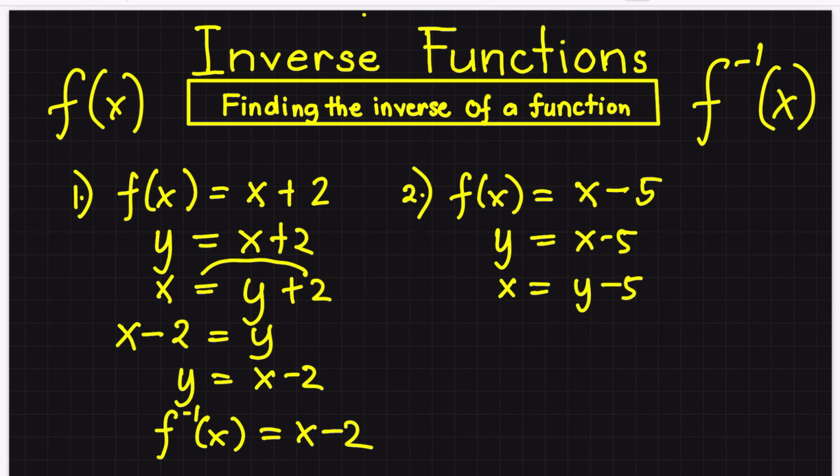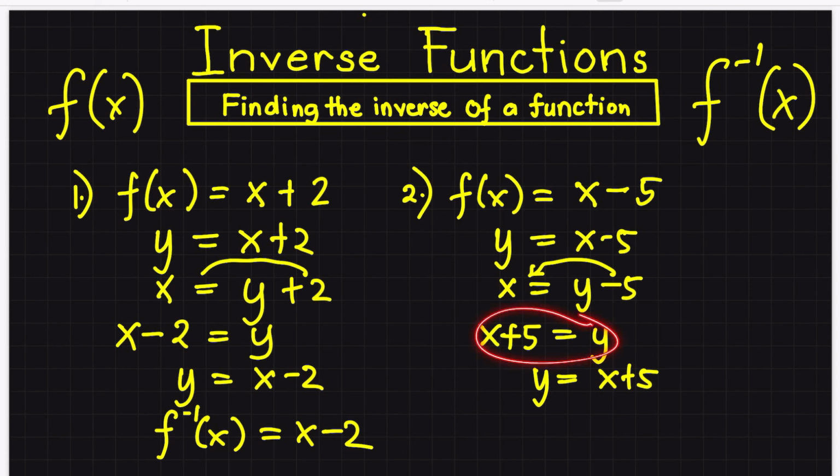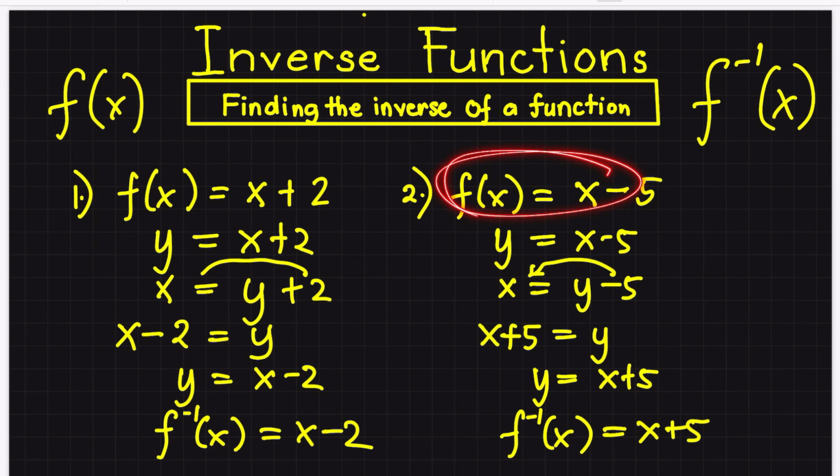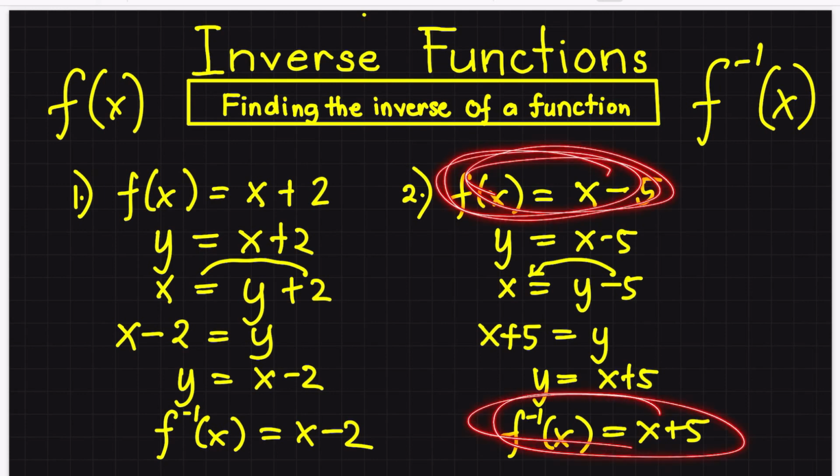Solve for y. So, si negative 5, ilipat natin dito, magiging x plus 5 equals y. So, using commutative property, y is equal to x plus 5. So, commutative property, no, pinagbaliktad lang natin. So, y is equal to x plus 5. So, that will be the inverse of the function. So, the inverse of the function is x plus 5. So, ang inverse ng function na to ay ito.